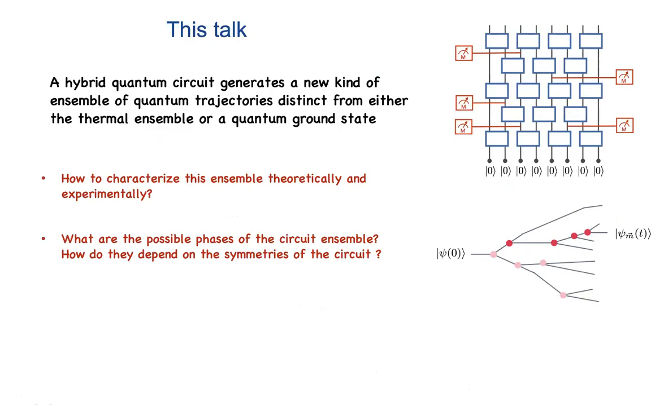But in this talk, I want to think of this hybrid quantum circuit with unitary evolution and measurements as generating a new kind of ensemble of quantum trajectories. To analyze this ensemble, we need some kind of statistical mechanics, but it's a very different ensemble from the thermal ensemble. It's also different from a quantum ground state. So there is an interesting new element here for many-body physics and statistical mechanics.